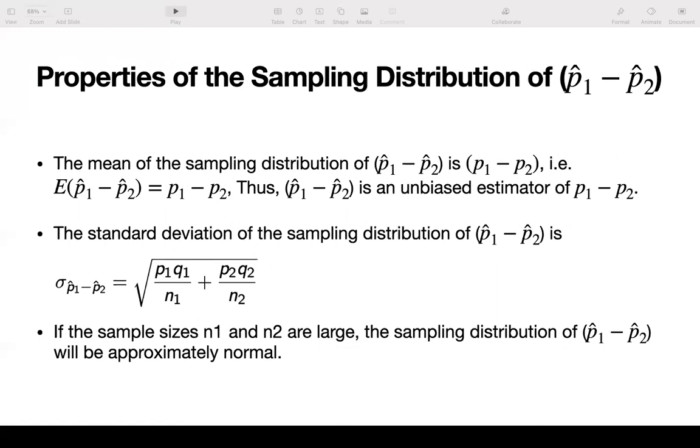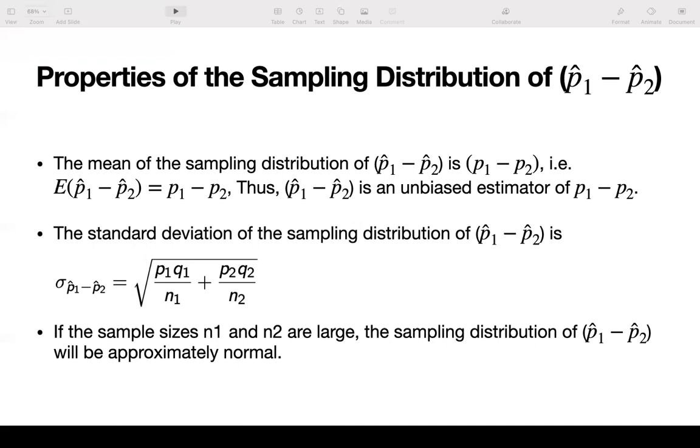So next we'll talk about properties of the sampling distribution of the differences between the estimates for proportions. The mean of the sampling distribution of the estimates for the differences between the proportions is P1 minus P2. So this means that the expectation of the estimated differences is equal to P1 minus P2, which is the actual difference between the population proportions. So the estimated value is an unbiased estimator of P1 minus P2.